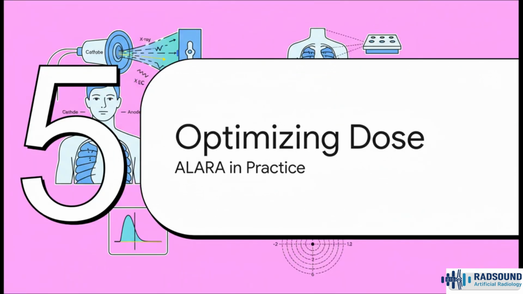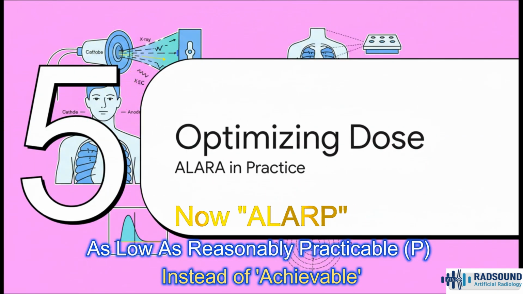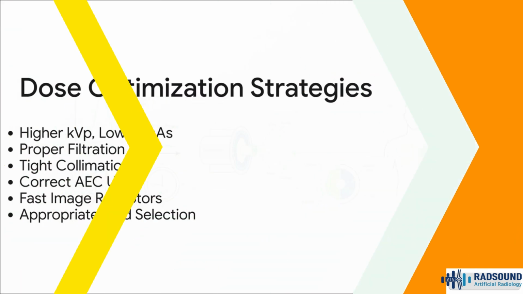So, we have all this theory. How does this actually play out in a hospital or a clinic? Well, the goal is always to follow the ALARA principle, to keep the radiation dose as low as reasonably achievable. And here are the 6 best ways to do that.